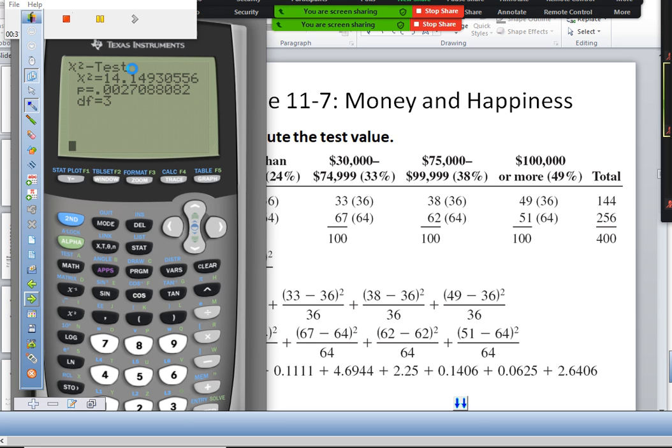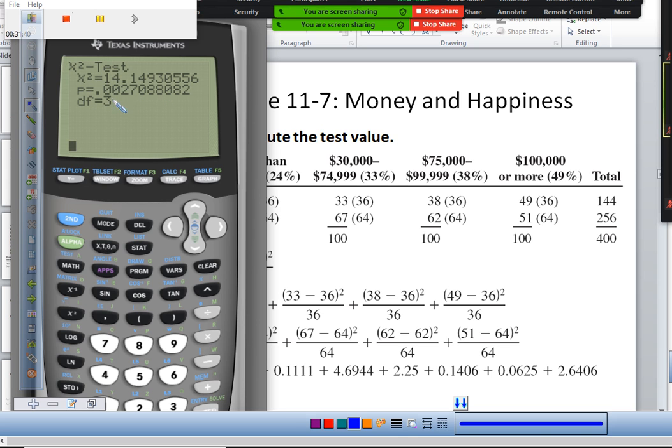So then we're going to have our chi-squared, which is 14.15, and our p-value of 0.00271. And then it also gives us our degrees of freedom. So if you screwed that up and you weren't sure how to calculate degrees of freedom, you can double check that and make sure you did that correctly. Kind of helps you out there.